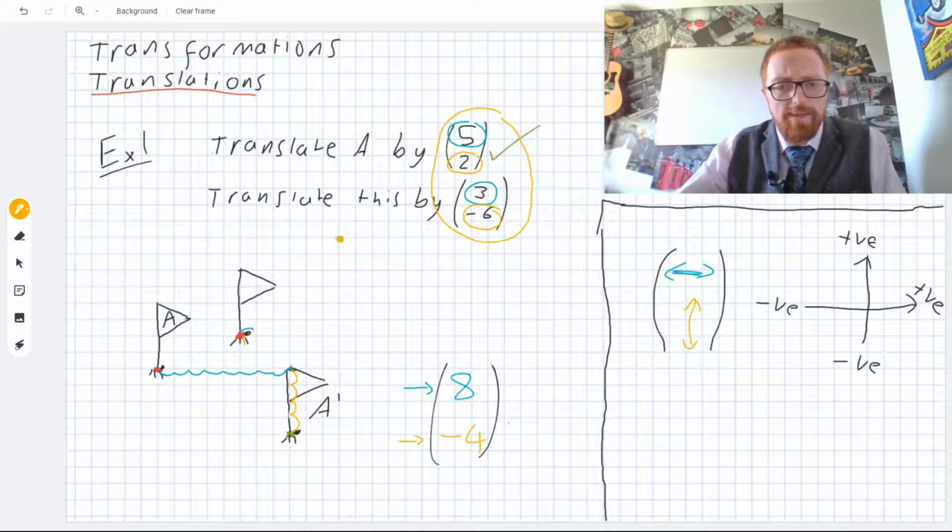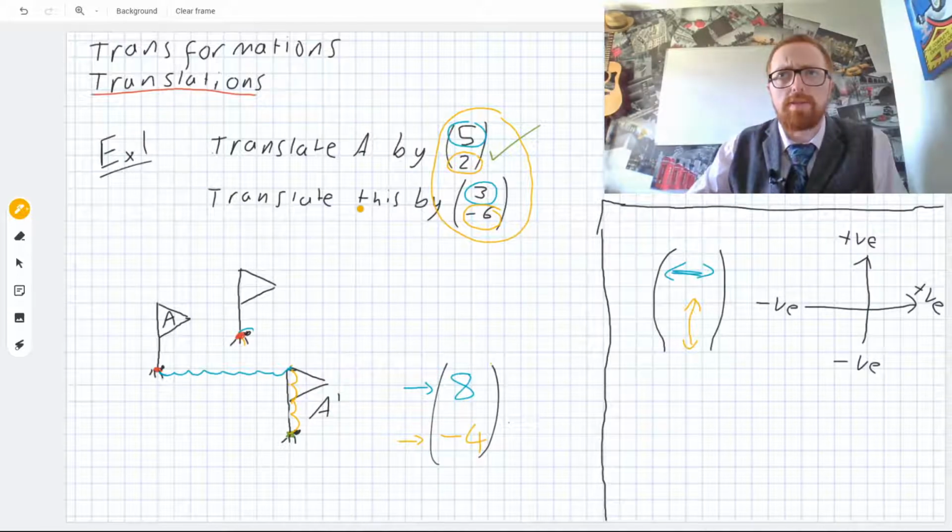And this is what we call vector addition. So if we do translation A, which is a vector, and then another translation, which is a different vector, if we add the top numbers together and add the bottom numbers together, that tells us straight away what the overall transformation is. Let's have a practice with a couple of those questions now.